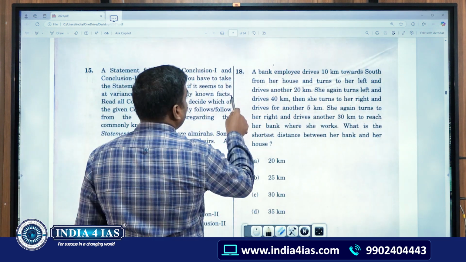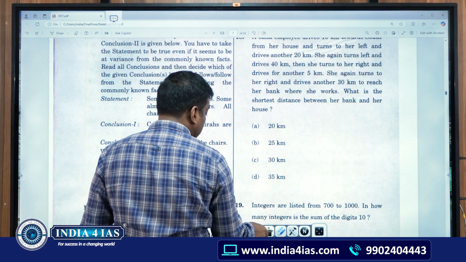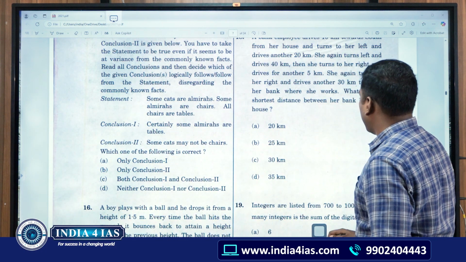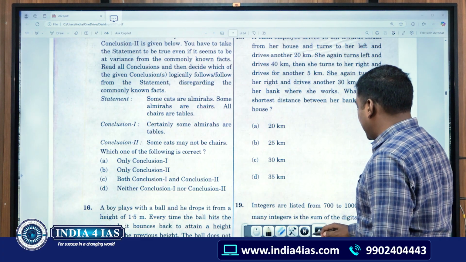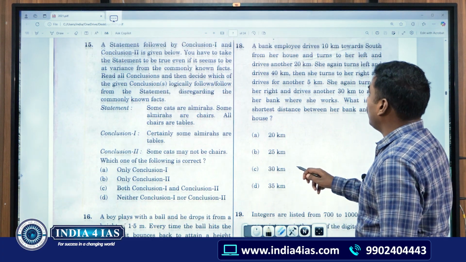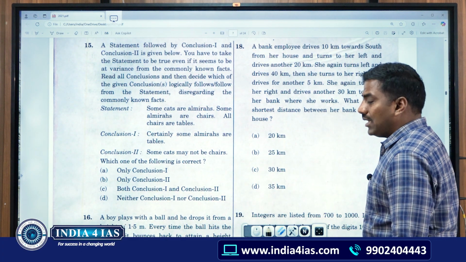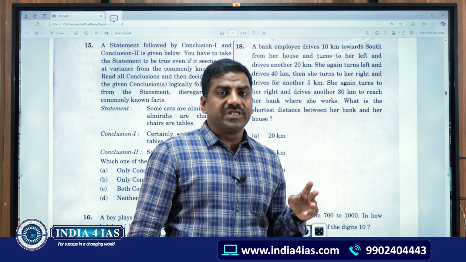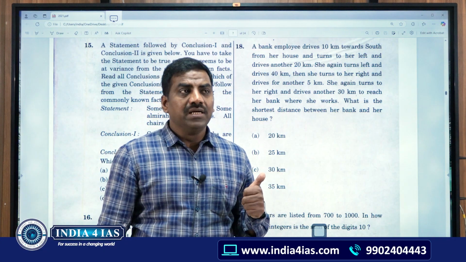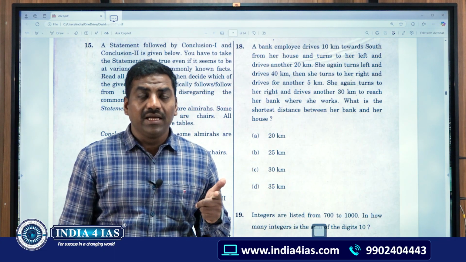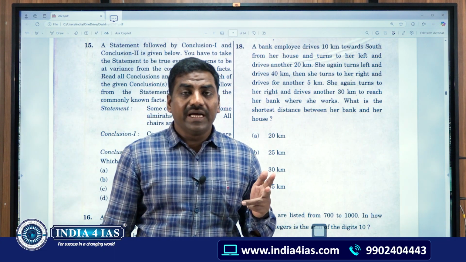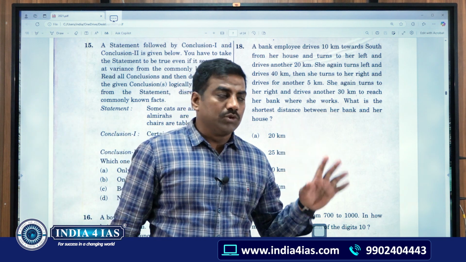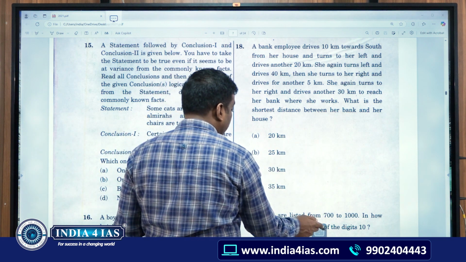Next one. See, this is a direction problem. And I don't think we can waste time on this, because direction problems are pretty simple. So we will get 3 types of question. Either to find the distance between the initial point and the final point. Second, in which direction that person is moving. And the third, in which direction he is situated right now from the original position. So I think you can handle this problem.